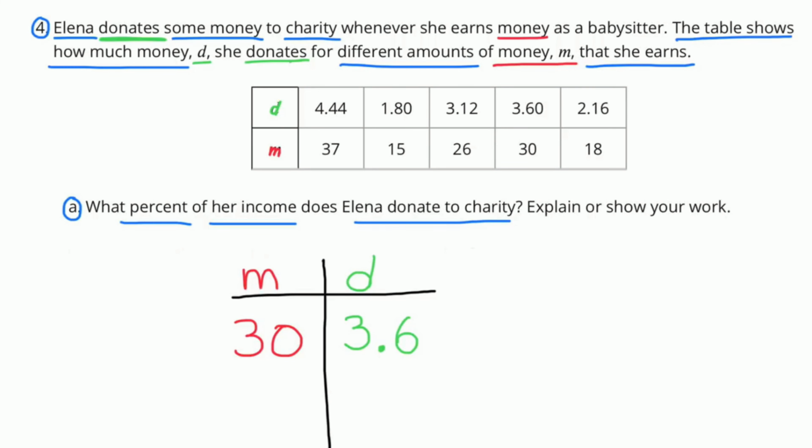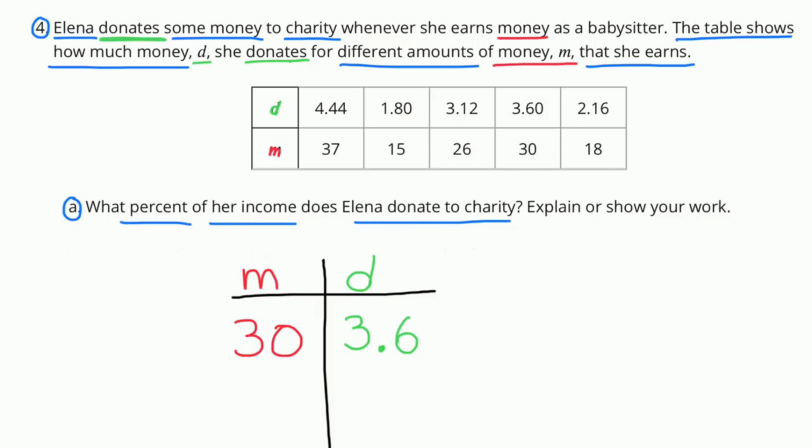Number 4. Elena donates some money to charity whenever she earns money as a babysitter. The table shows how much money, D, she donates for different amounts of money, M, that she earns. A. What percent of her income does Elena donate to charity? Explain or show your work.